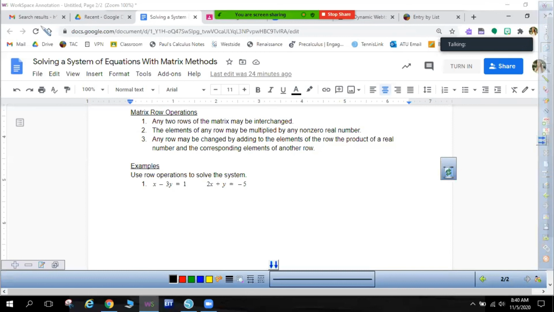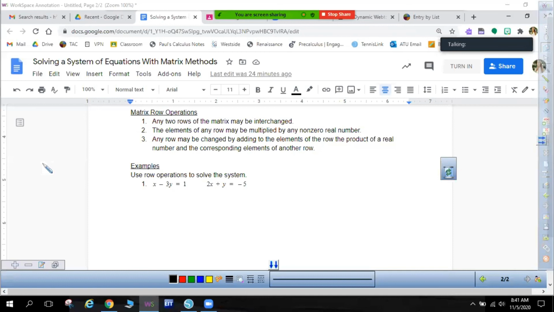Okay, I'm back. Sorry. Hopefully that was plenty of time for you guys to copy down those matrix row operations. So let's talk through them. Number 1, it says any 2 rows of the matrix can be interchanged. So the matrix that we just drew from those 2 equations, we could have written the first equation in the second row and the second equation in the first row. It doesn't matter which order you put the rows in.